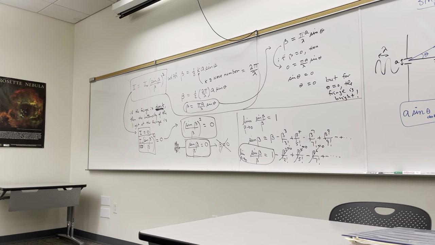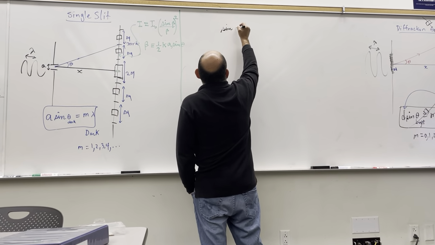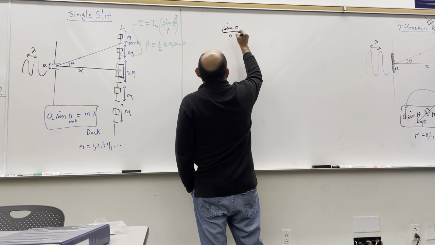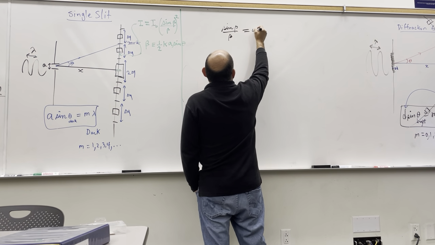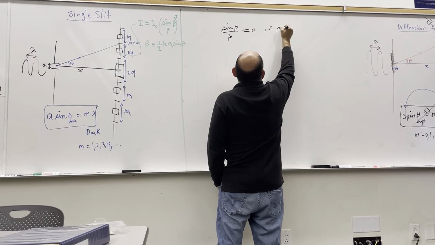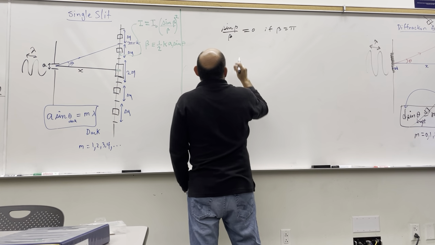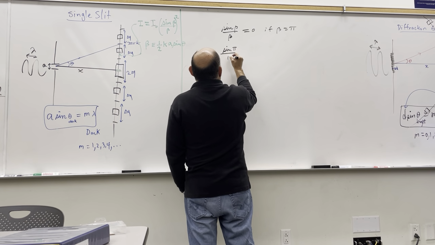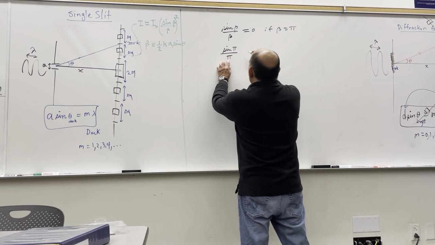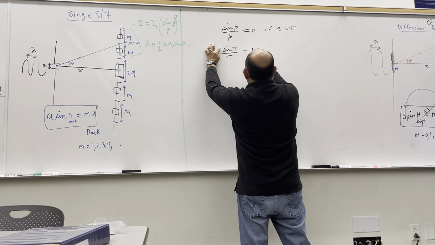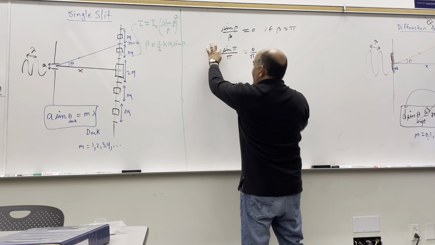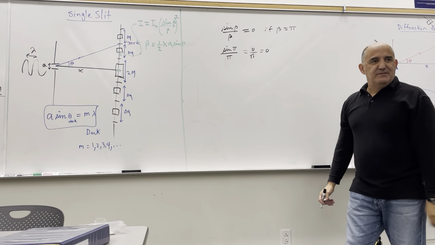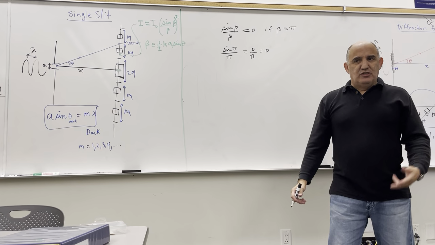Pi, exactly. So then you make sine of beta over beta, which will be zero if beta is pi, because in that case, then you have the sine of pi over pi. Now you're not dividing by zero, but now this numerator is zero over pi, and now that is definitely equal to zero. So that's good. So if beta is pi, it's good.